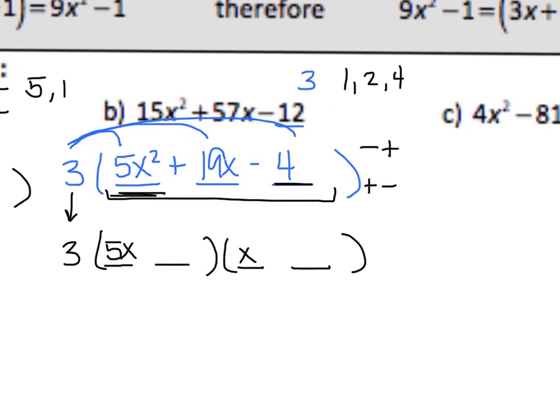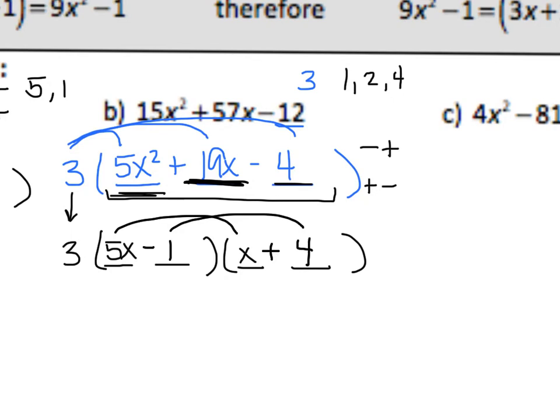Knowing that I have to get to a positive 19, I'm going to definitely use the 4 and put it in the back, so I multiply it by 5, because that's going to give me 20, which is pretty close to 19. And I know 19 has got to be positive, so let's put the positive 4 there to get a positive 20. And then I know if that's positive, this one's going to be a negative 1. So checking, you got 5x times x, which is 5x squared, negative 1 times 4, which is negative 4.